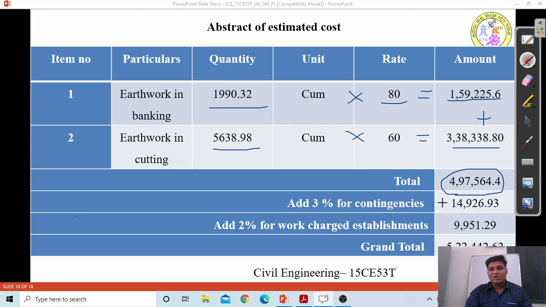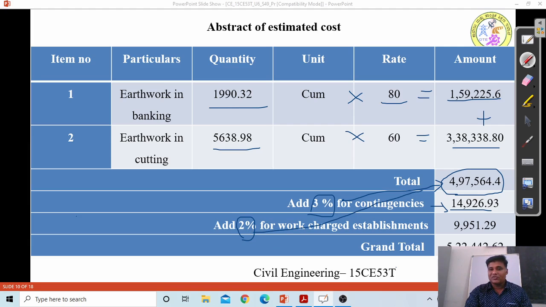4,97,564 rupees. For this I am going to add 3% for contingencies. Contingencies may be miscellaneous items which are coming in the project. 3% of this total will give me 14,926 rupees. Again 2% for work charge establishment. Work charge establishment includes the money that will be spared for the supervisors or the security guards.